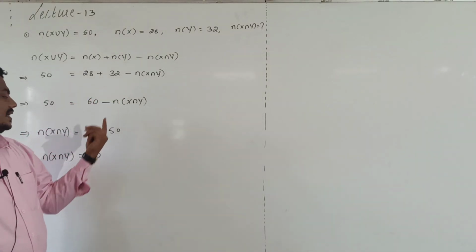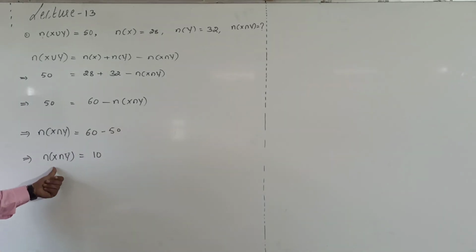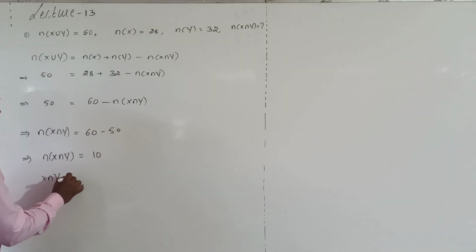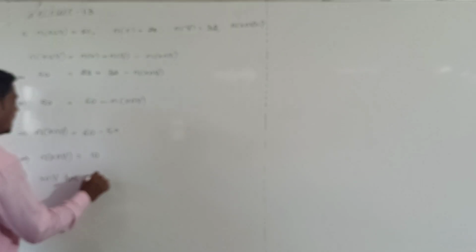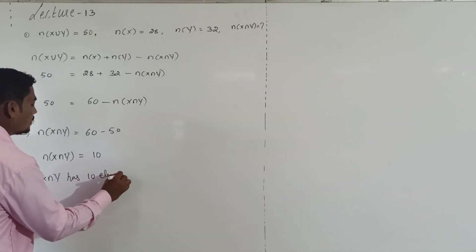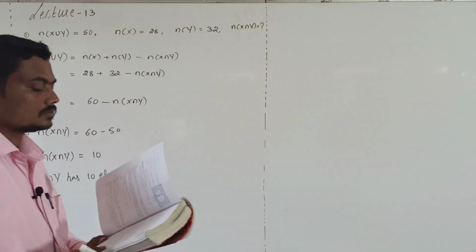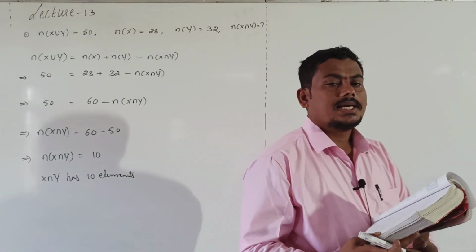This is our requirement, the number of elements in X intersection Y. X intersection Y has 10 elements. This is our required answer. Next problem.